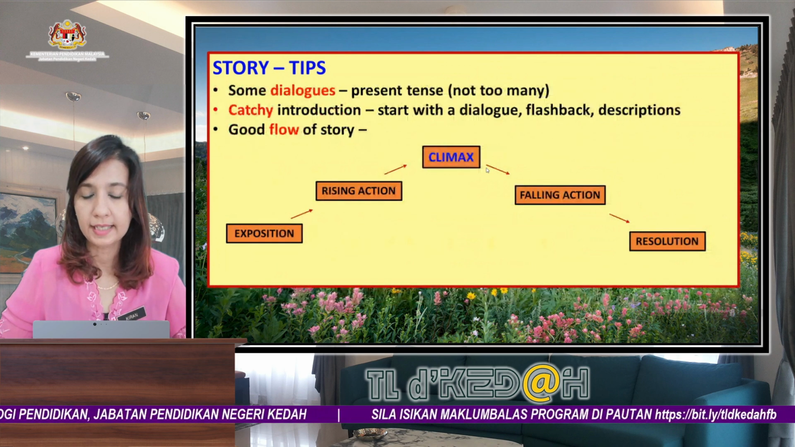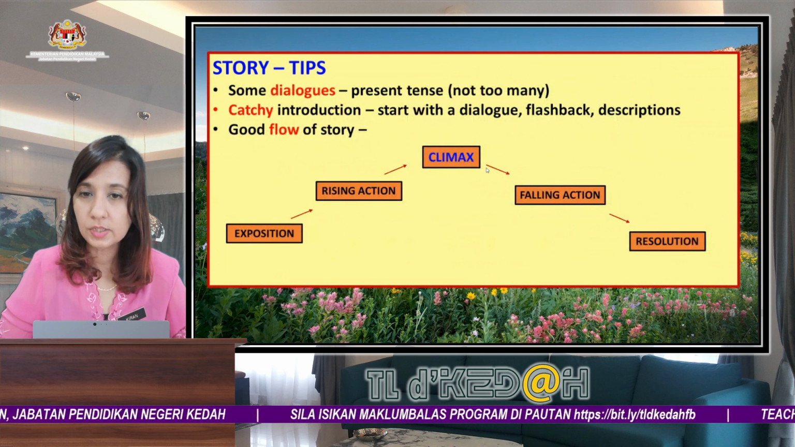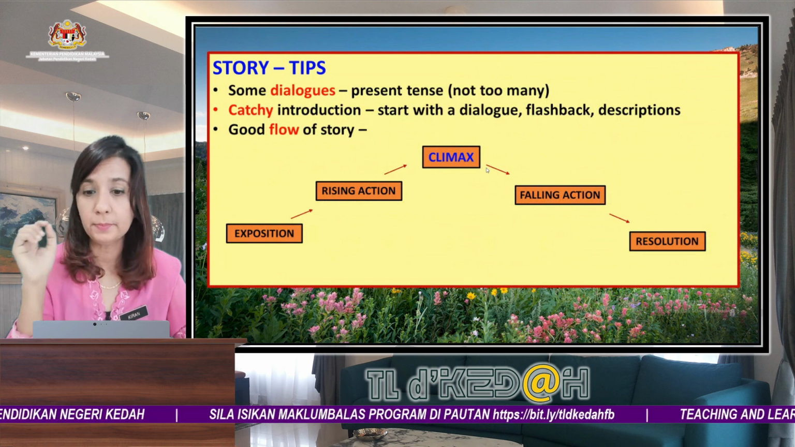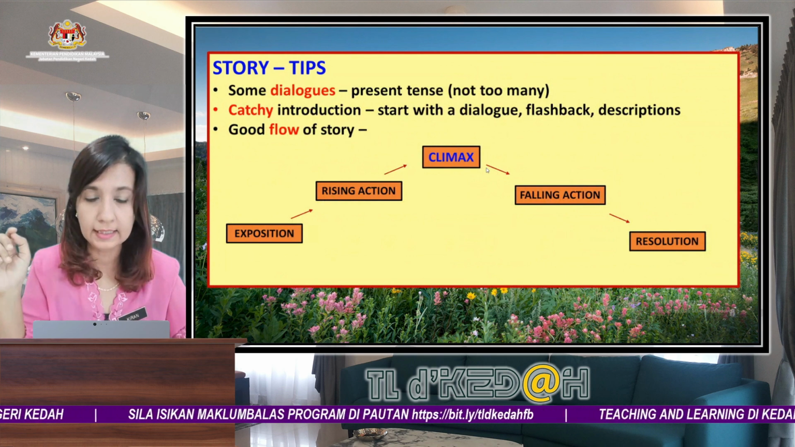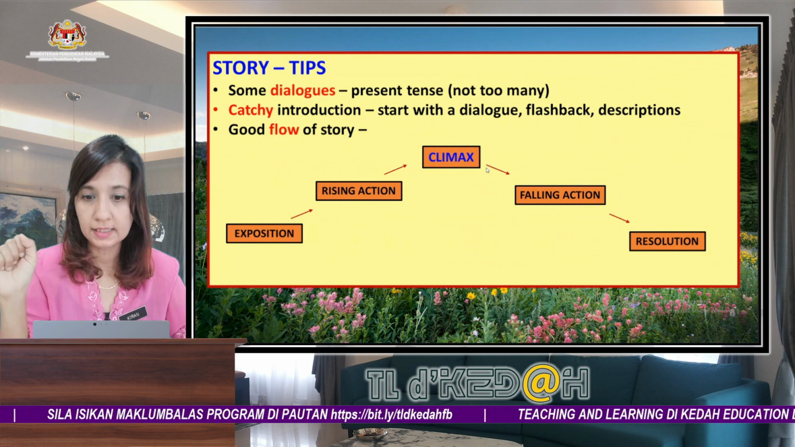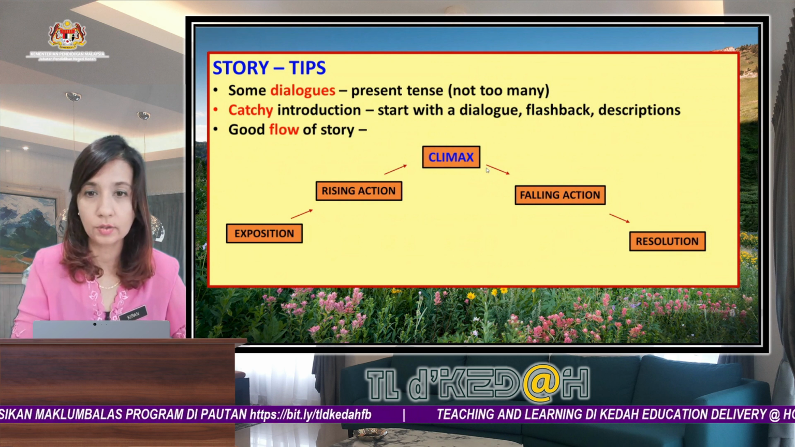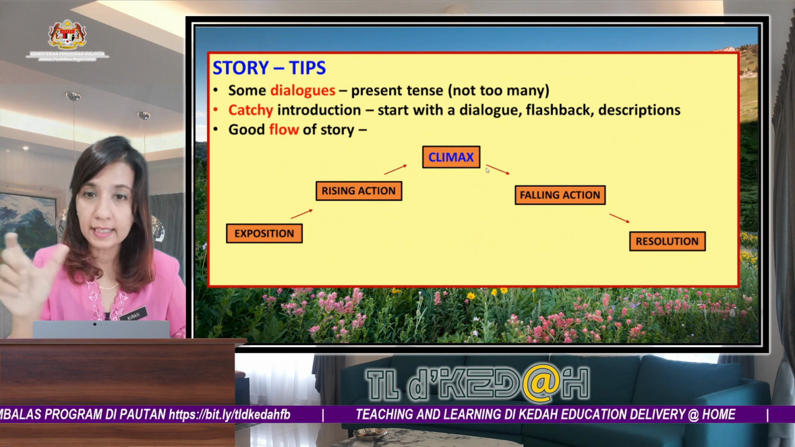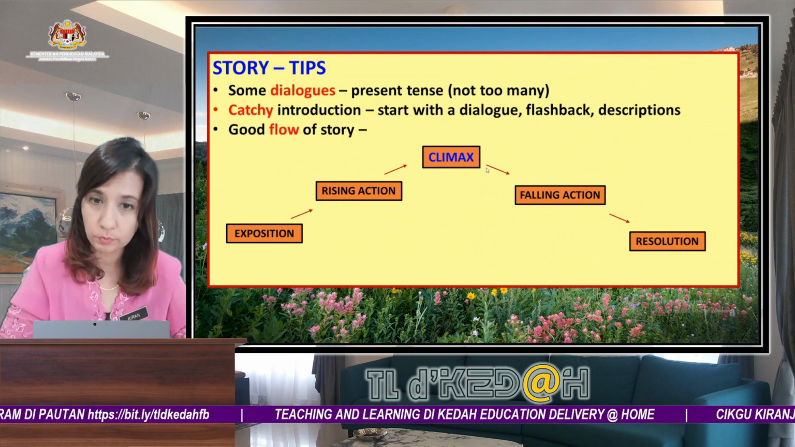So stories can have some dialogues. Your direct speech or dialogue should be in present tense, but make sure it's not too many. A very catchy introduction can start with a dialogue, a flashback, or descriptions. But if they give you the beginning, then you have to use that one.